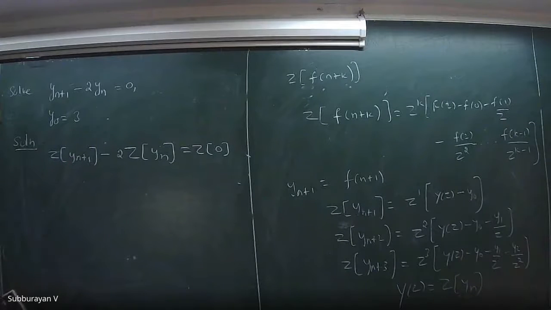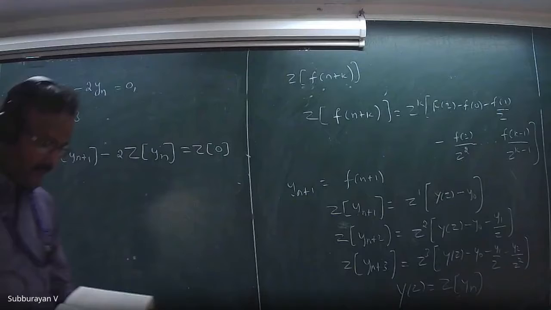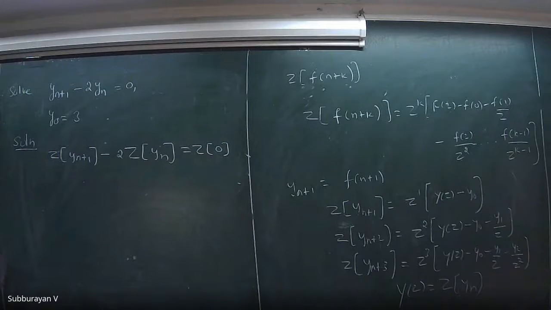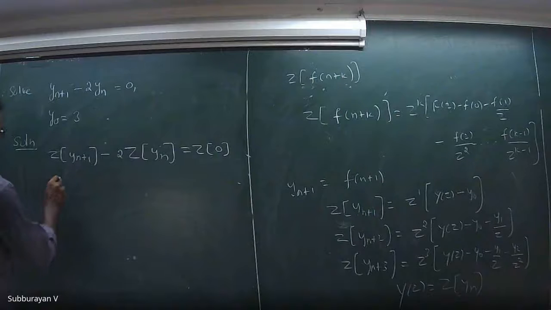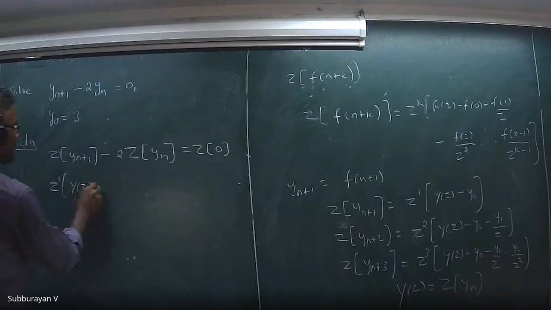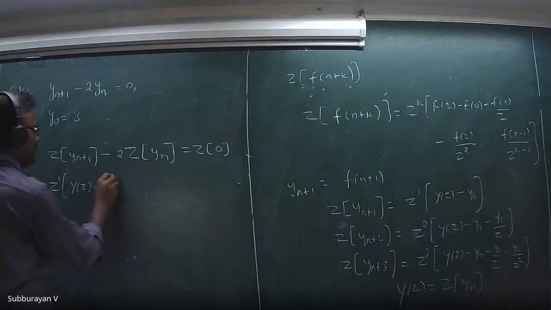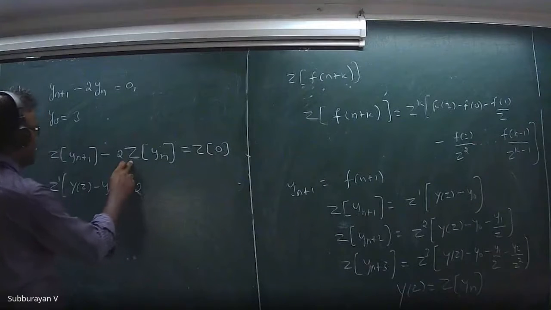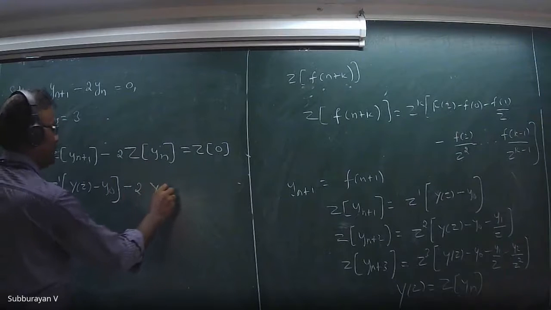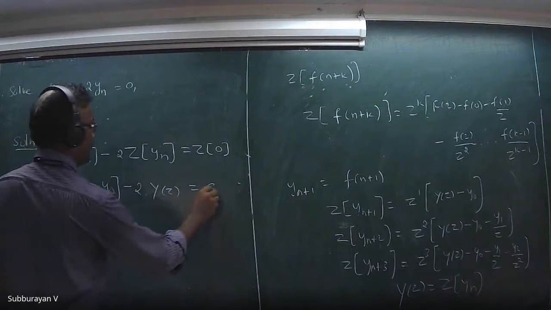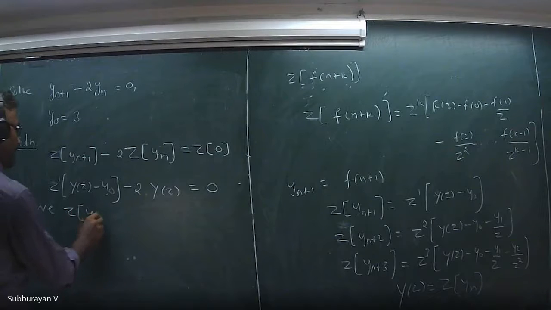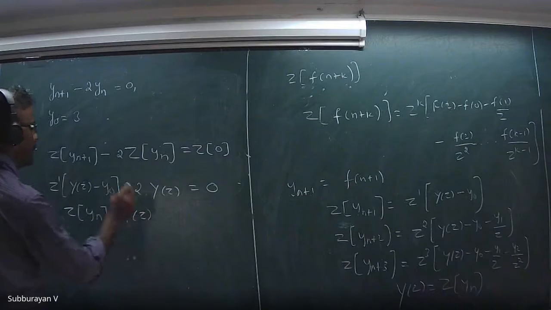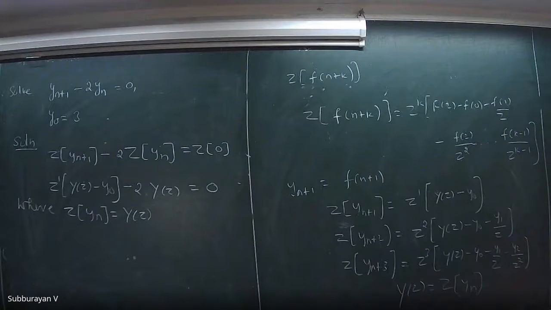And then, the z transform of y(n+1) is z Y(z) minus y0. Minus 2 times the z transform of y(n), which is Y(z), equal to 0. The z transform of y(n) is Y(z).